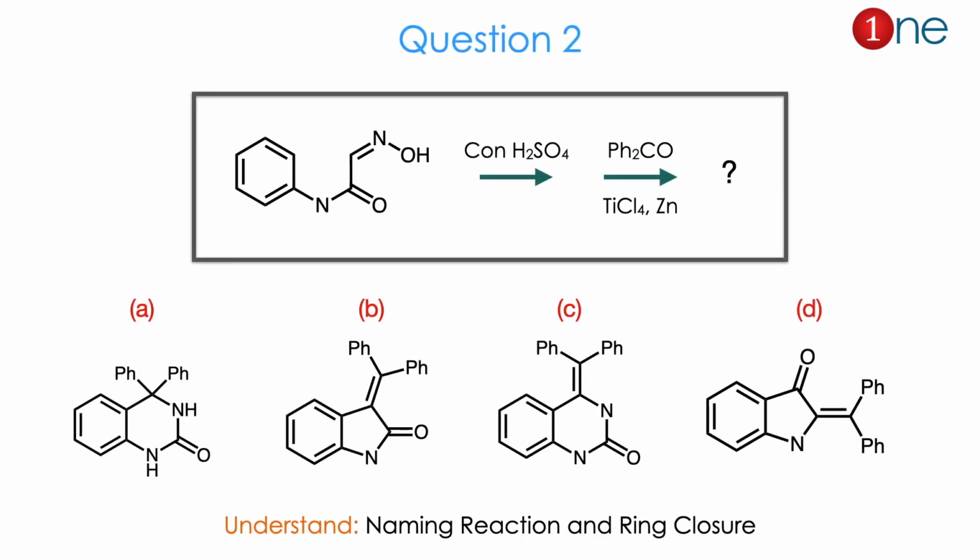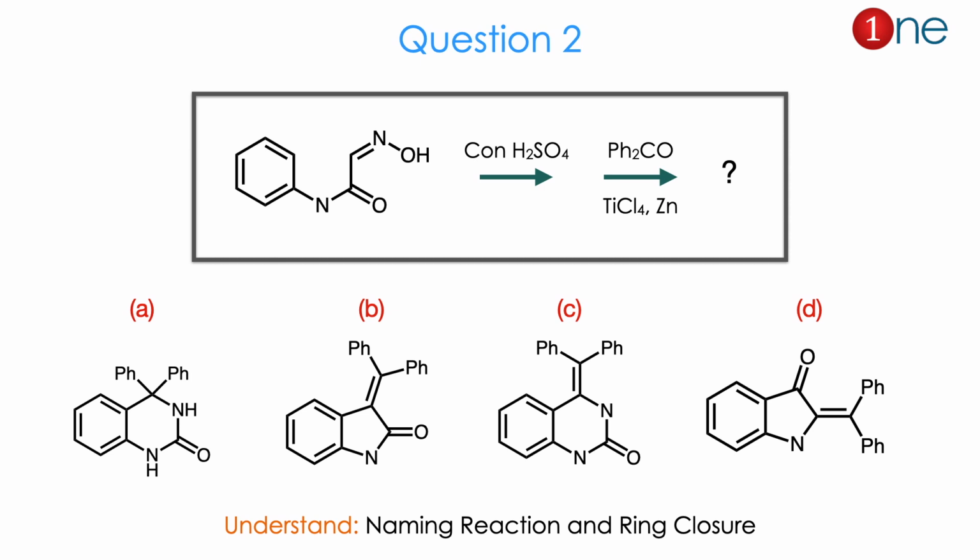Then question number 2. The starting material is benzene attached with an amine. The amine has continuous functional group attachment, which is ketone and hydroxylamine. Here you are using the acid, ketone, titanium tetrachloride and zinc. Here 4 products are suggested.